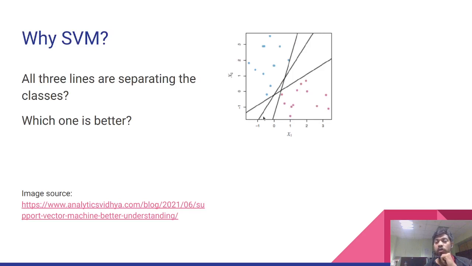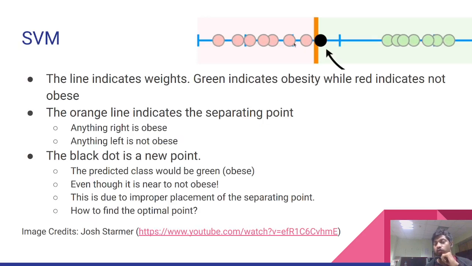Similarly here also, we need to put it somewhere in the middle, so that there is some kind of distance from this also and this also. So we are trying to maximize the distance from both the classes, so that we don't put the point biased toward any class, something like that.